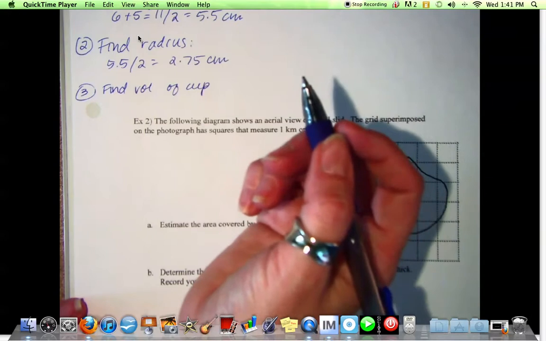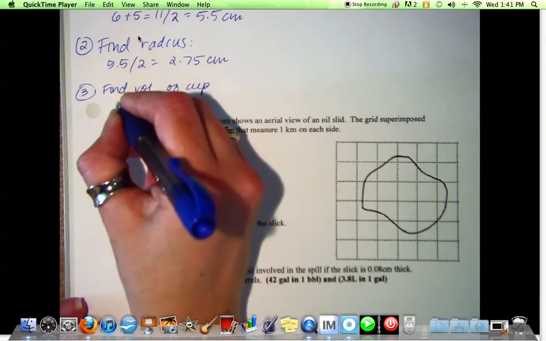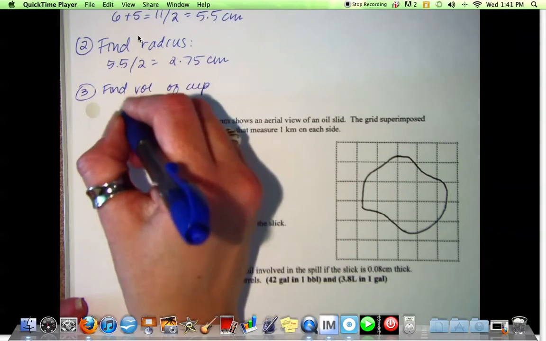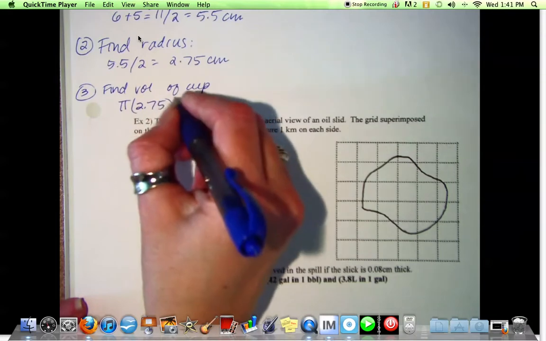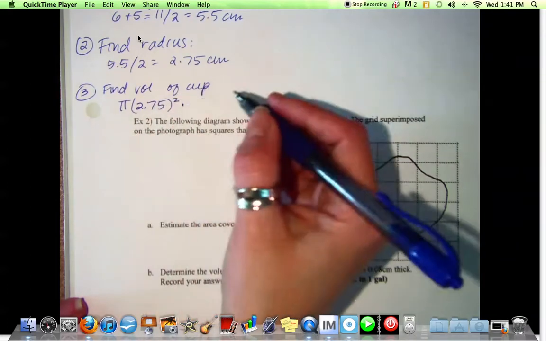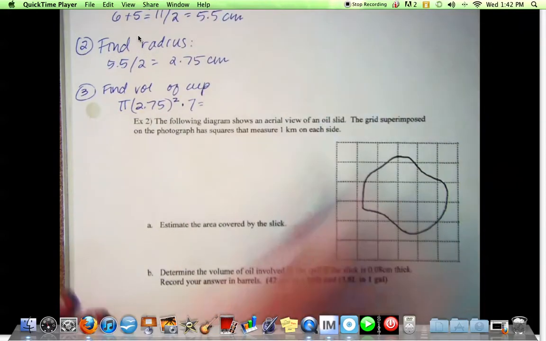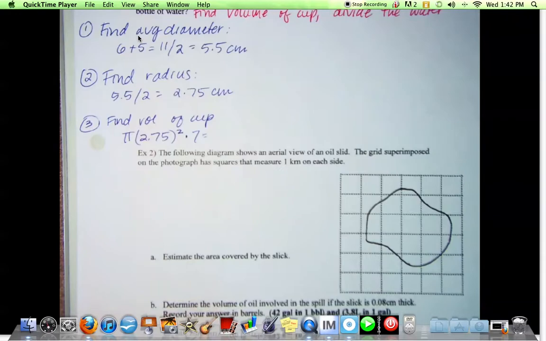How do I find that again? Base times height. Okay. And how do I find the area of the base? Pi times radius squared. So pi times 2.75 squared times, what's the height? 7. The height of each cup is 7. So, pi, 2.75 squared times 7. There goes the calculator. What does it give us?